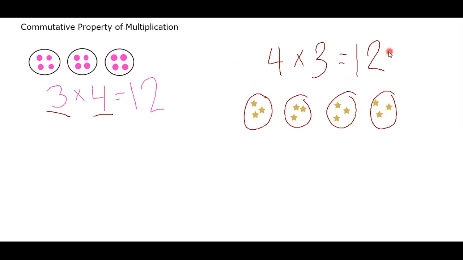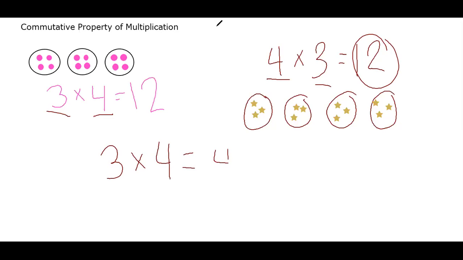I still have the same factors, right? I have a 3 and a 4. So I'm going to get the same answer of 12 because 3 times 4 is equal to 4 times 3. 3 times 4 equals 12 and 4 times 3 equals 12. My factors are the same. They're just in a different order. So I'm going to get the same answer. Okay, so now I'm going to give you some problems. Let's start by just writing multiplication equations for the pictures that you see.